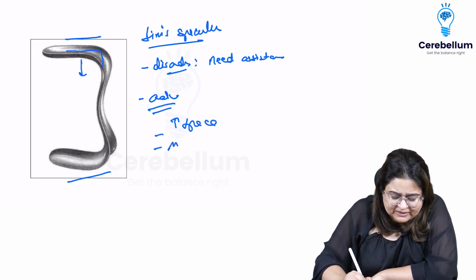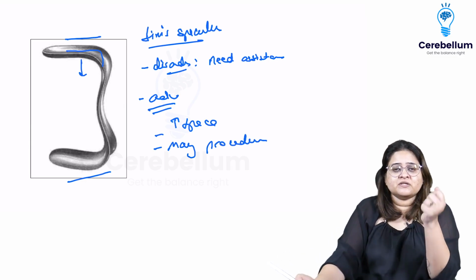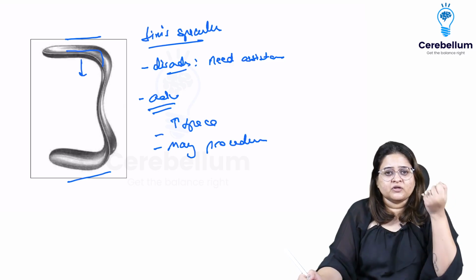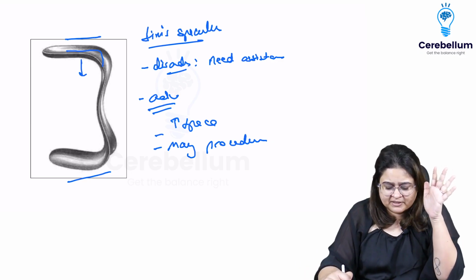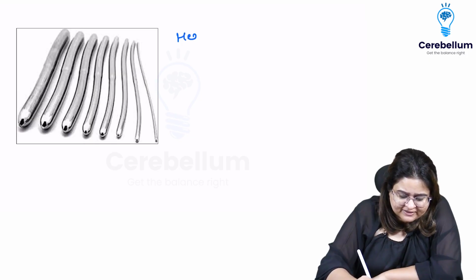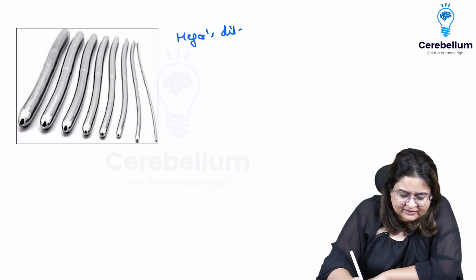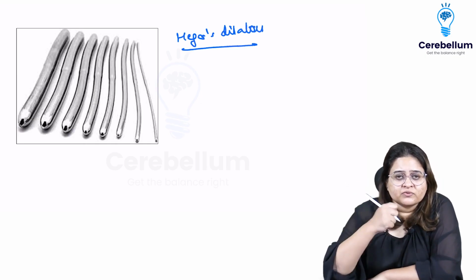So you can do many procedures like putting in an intrauterine device, doing a dilatation and curettage, or doing a vaginal hysterectomy. Any vaginal procedure you can do using the Sims speculum. Now, what is this? These are Hegar's dilators. Hegar's dilators are mechanical cervical dilators. So, whenever you want dilatation of the cervix, you use the Hegar's dilator.